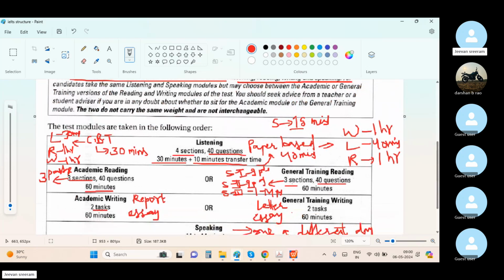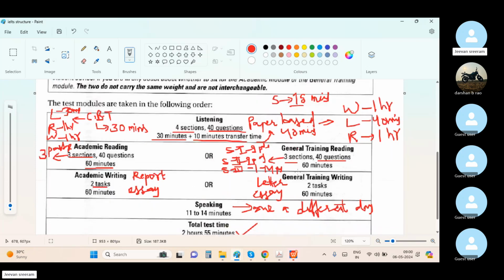So if it is a computer-based test, the results are going to be shown on your IDP account within 3 to 5 days, right? But for the paper-based test, it is 13 to 15 days. Too long, right? So when it comes to the paper-based test, the results take a longer time, 13 to 15 days. But when it comes to the computer-based test, it's just 3 to 5 days.